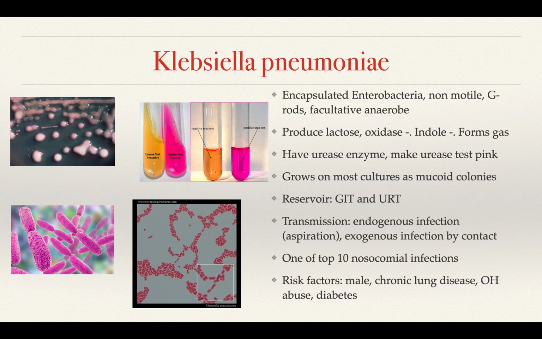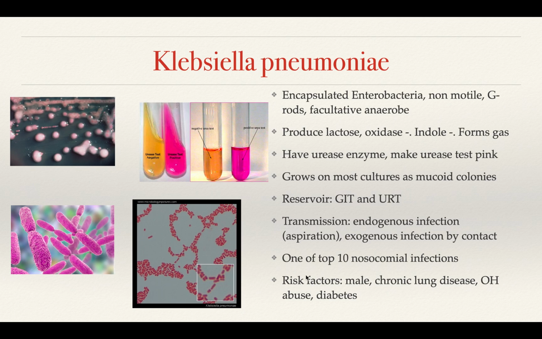Klebsiella pneumoniae is an encapsulated enterobacteria. It's a non-motile gram-negative rod and a facultative anaerobe. It ferments lactose, is oxidase negative, indole negative, and it forms gas. It has the urease enzyme, and it grows on most cultures as a mucoid colony. The reservoir is going to be in the gastrointestinal tract or the upper respiratory tract. Sorry, I see urease and I always think urinary. So it's transmitted via aspiration or exogenous infection by contacting fomites.